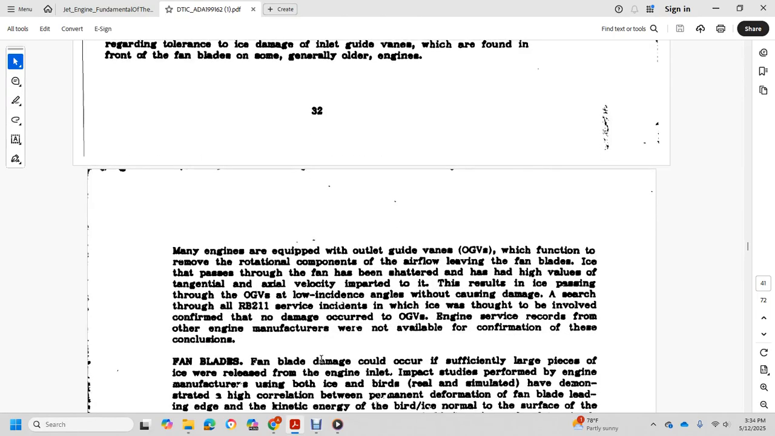Many of the engines are equipped with outlet guide vanes, or OGVs, whose function is to remove the rotational component from the air leaving the fan blades. Ice passing through the fan is shattered, with a high value of tangential velocity imparted to the lost ice passing through the outlet guide vanes at a low incident angle, which could cause damage. Source 3 reports RB211 service incidents in which ice was thought to be involved, which performed no damage to the curved outlet guide vanes. Engine service records from the other engine manufacturers were not available.